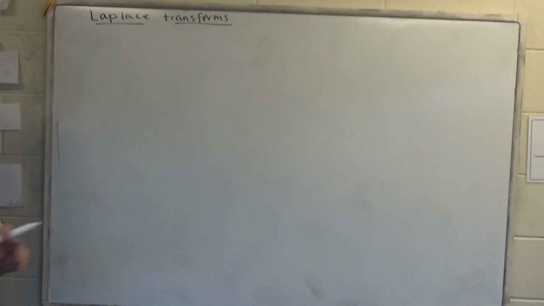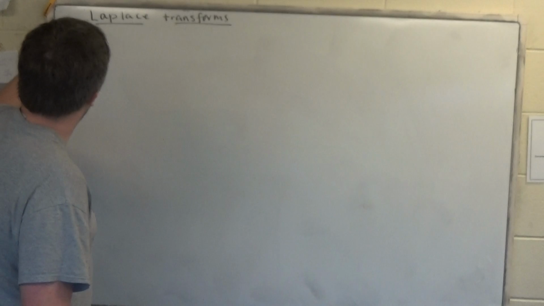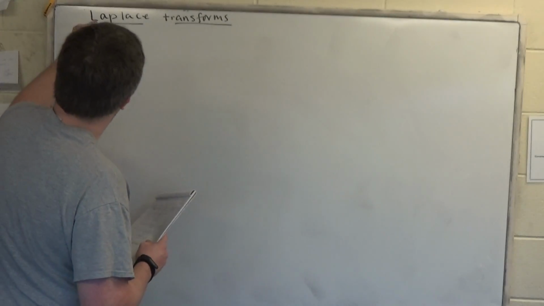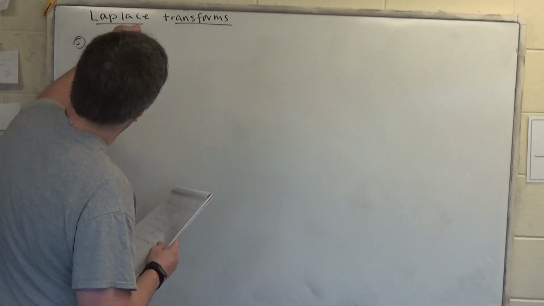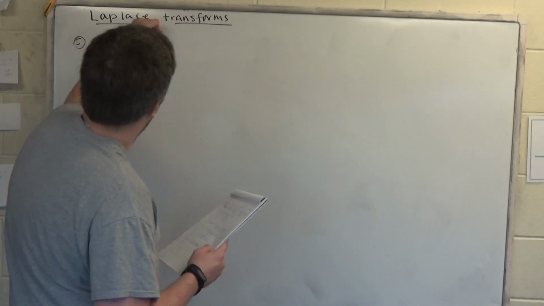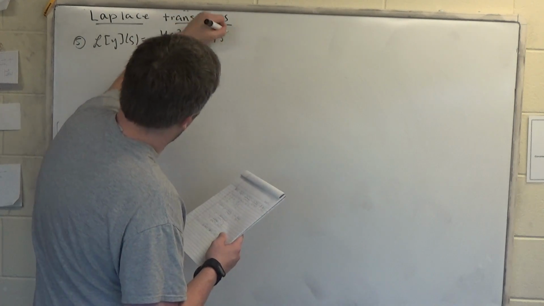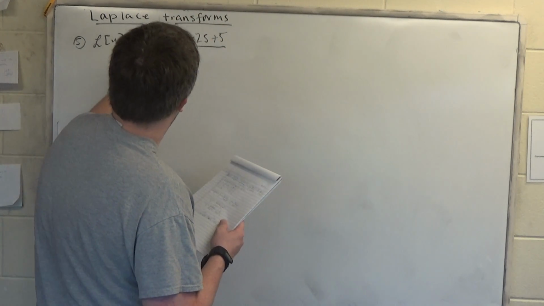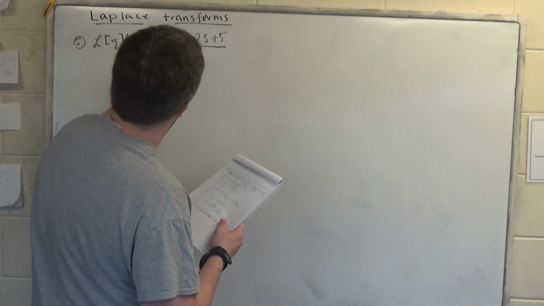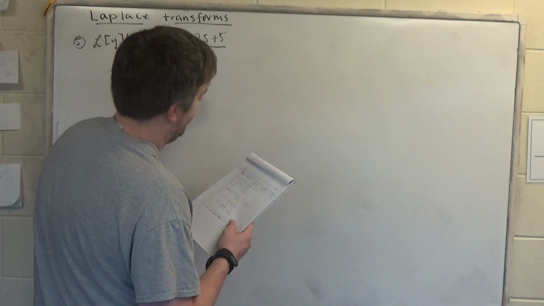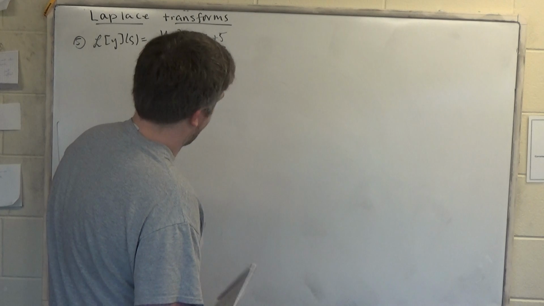Okay, so the next example that I want to do is number 5. And here we have that the Laplace transform of y of s is 4s squared plus 2s plus 5 over s cubed plus 4s squared plus 5s.